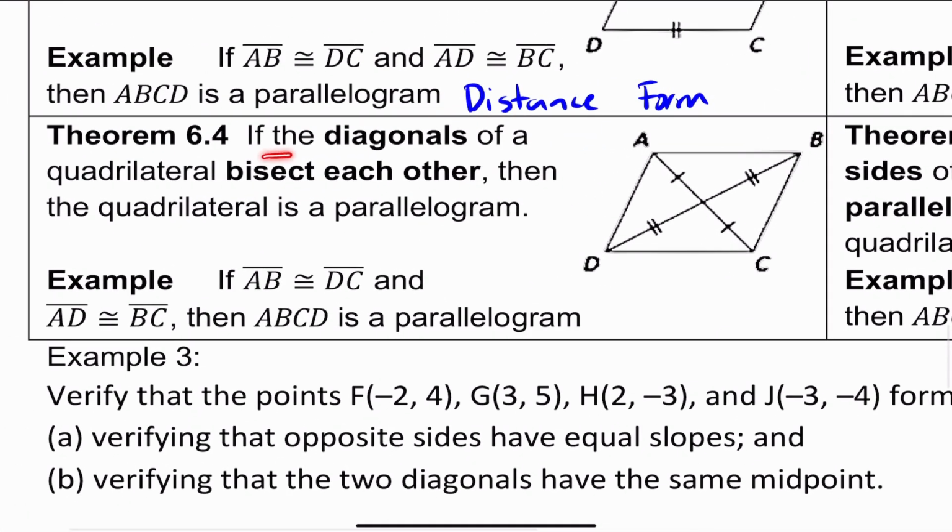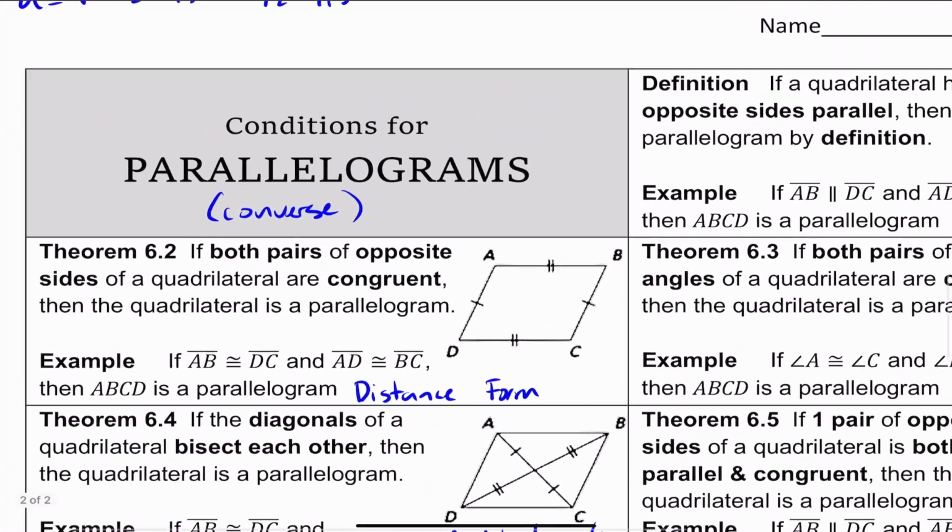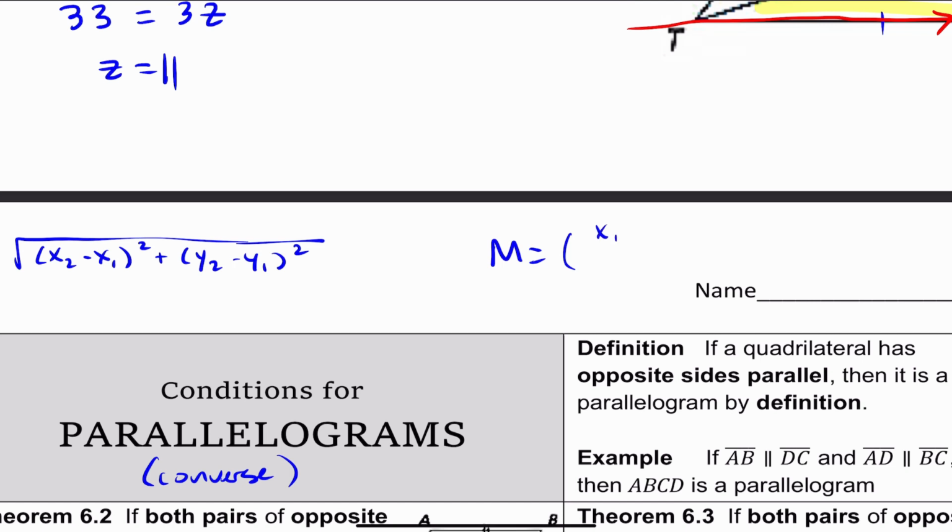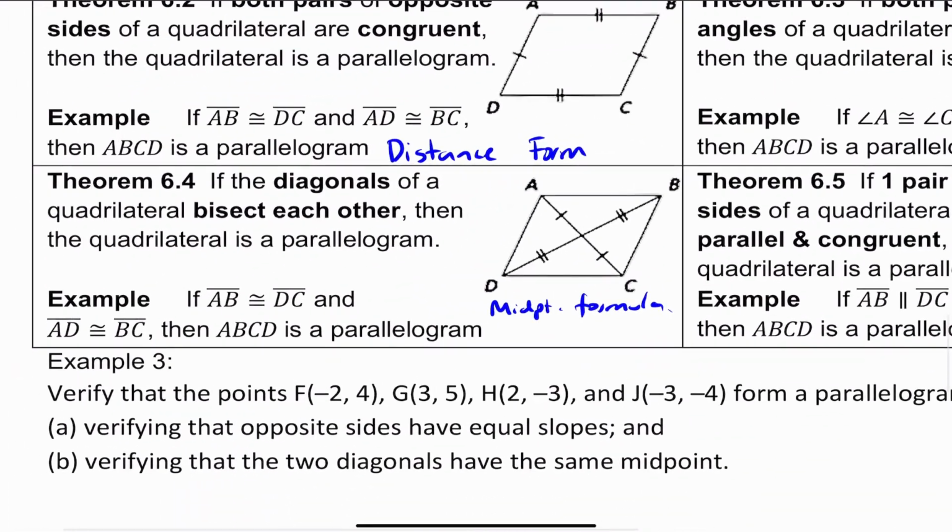For the diagonals, if the diagonals of a quadrilateral bisect each other, then the quadrilateral is a parallelogram. Remember, when we say bisect, it creates that midpoint. And remember, we figured out the midpoint using the midpoint formula: M equals x sub 1 plus x sub 2 all over 2, and y sub 1 plus y sub 2 all over 2. That's how you figure out the midpoint. So if you have this picture with these diagonals, and you can see that this tick mark here and this tick mark here are congruent, and this tick mark here and this tick mark here are congruent, then you can say that this figure is a parallelogram.